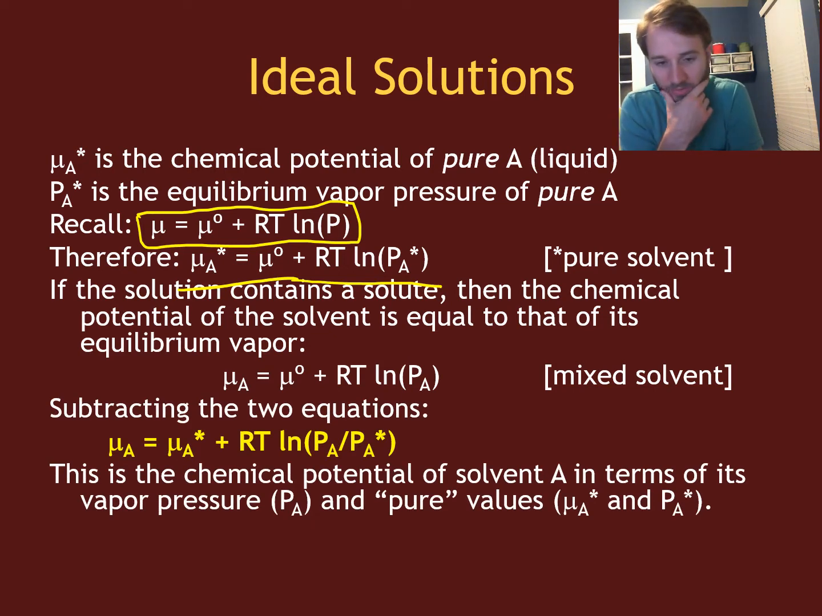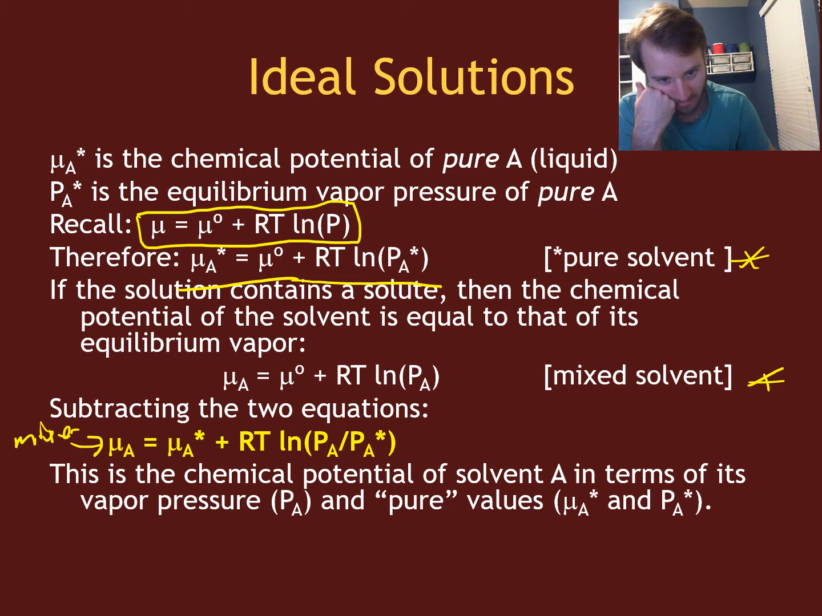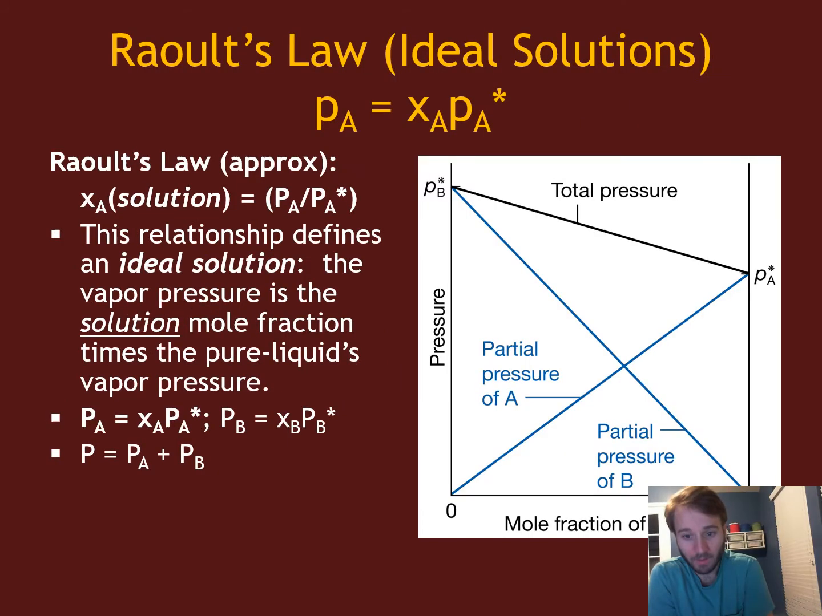And so if we subtract these two equations, for the pure solvent and for the mixed solvent, we get that the mixed chemical potential is equal to the pure chemical potential plus RT ln of PA divided by PA star. PA is the vapor pressure in the mixed solution, and PA star is the vapor pressure in the pure solution. All right, and so this leads us to our first discussion here of ideal solutions.